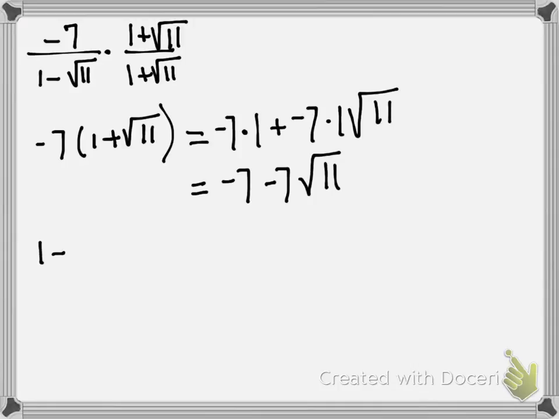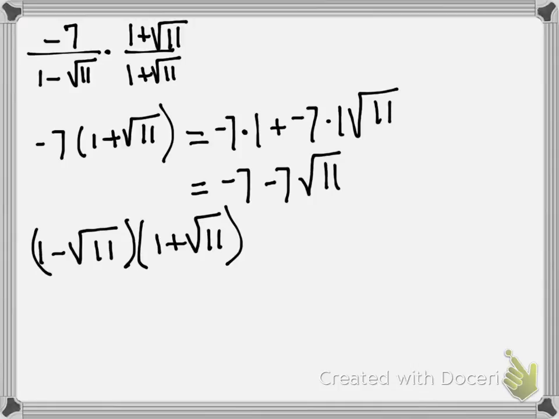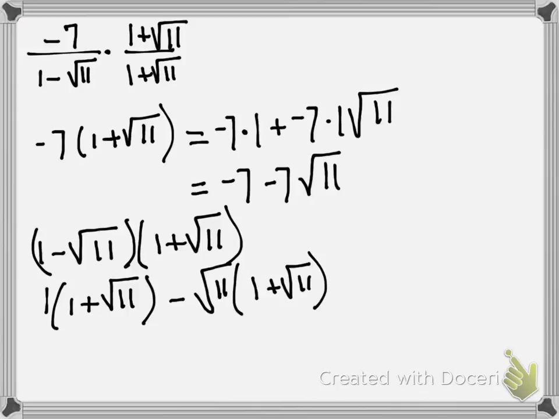Now, the denominator, we have to do the distributive property such that we have 1 minus square root of 11 times 1 plus square root of 11. If you remember, this is a difference of squares. But let's work this out so we can see how this works. So the 1 multiplies 1 plus square root of 11, and the negative square root of 11 multiplies 1 plus square root of 11. So we do the distributive property for the first one and for the second one. Remember, we're just working on the denominator right now.